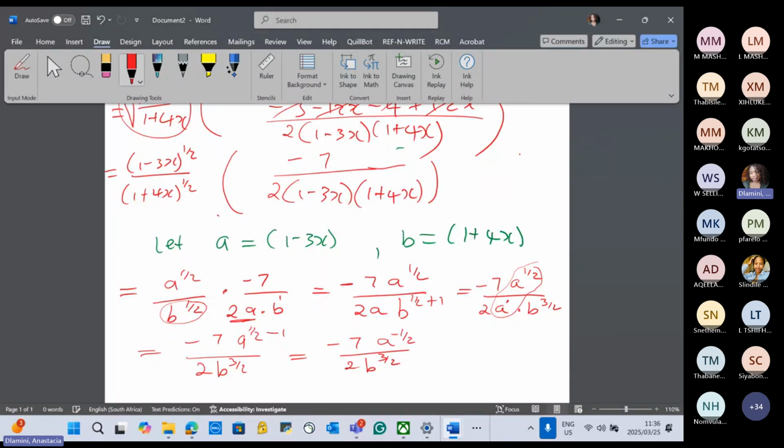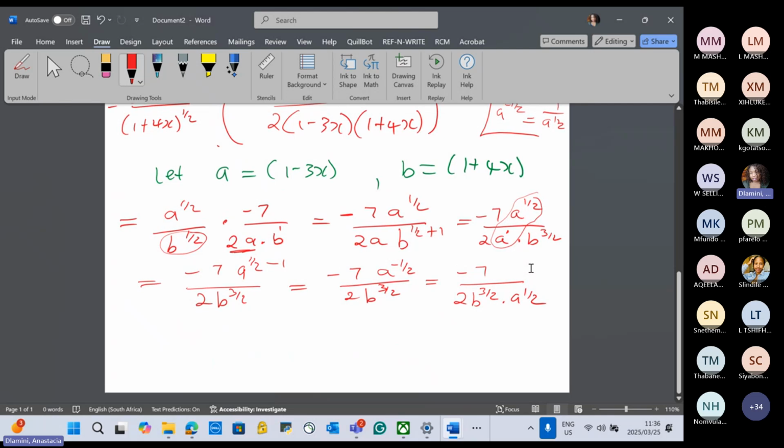And we know, according to our exponential laws, if you have A to the power of -1/2, it is the same as 1 over A to the power of 1/2. Do you remember that? So then this is equal to minus 7 over 2 times B to the power of 3 over 2 times A to the power of 1 over 2. Does that make sense?